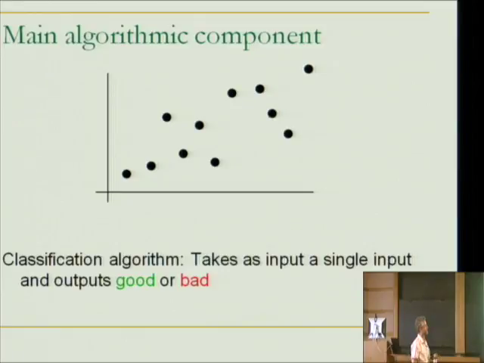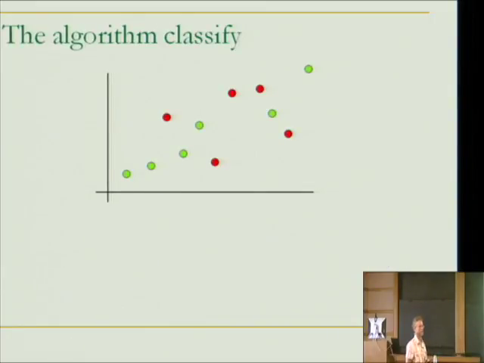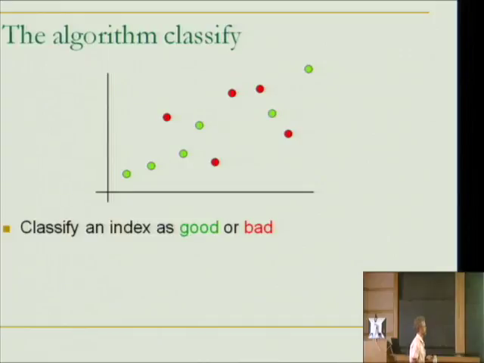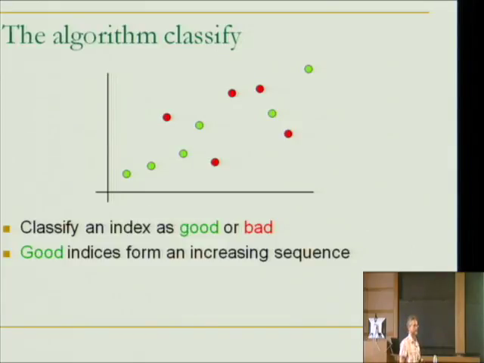All right, and the main algorithmic component that was not explicitly stated in those other papers, but it seems to be what people do, and it's a natural approach, is a classification algorithm. So the classification algorithm takes as input a single index and outputs good or bad. So it classifies the points, but we're not going to run this algorithm on every point. So let me tell you what the properties of this algorithm are. It should classify an index as good or bad. Good indices should form an increasing sequence. Okay? So what that means is, in principle, the algorithm enables you to classify every index, but you're not going to try it on every index.